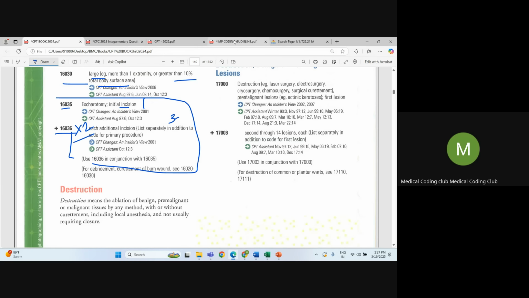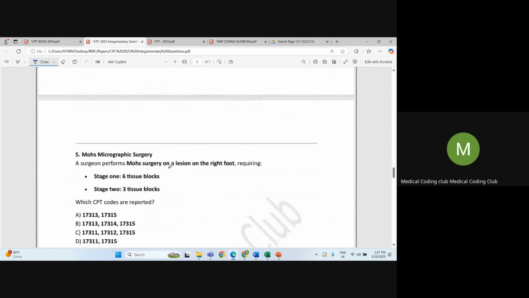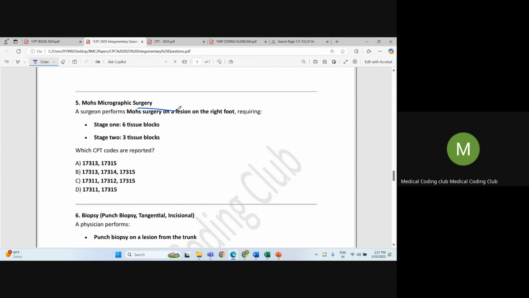So next question. Mohs micrographic surgery. The question is about a surgeon performing Mohs surgery on a lesion on the right foot, requiring stage 1 with 6 tissue blocks and stage 2 with 3 tissue blocks removed. Stage 1 with 6 tissue blocks means one block is extra here. Stage 2 with 3 tissue blocks, no tissue blocks are extra here. I'll show the codes also. The location is right foot.